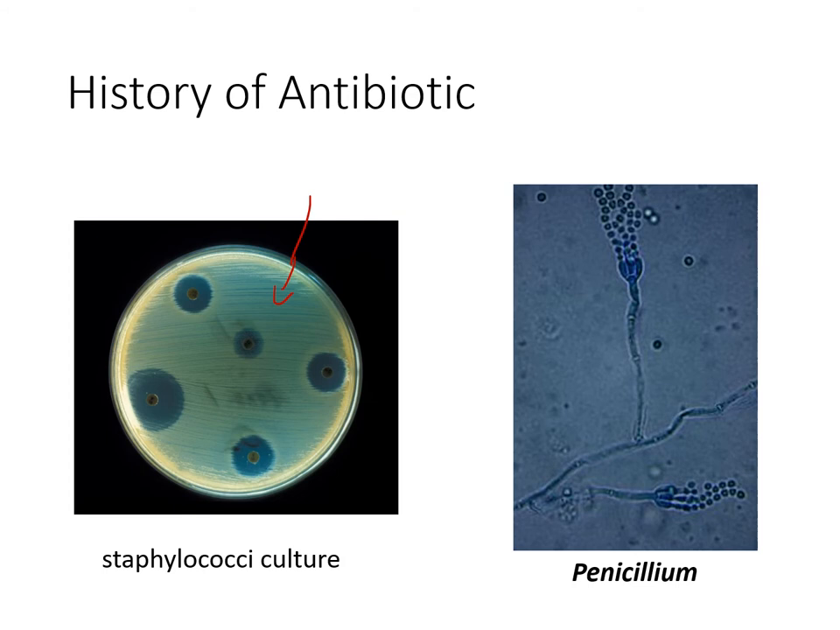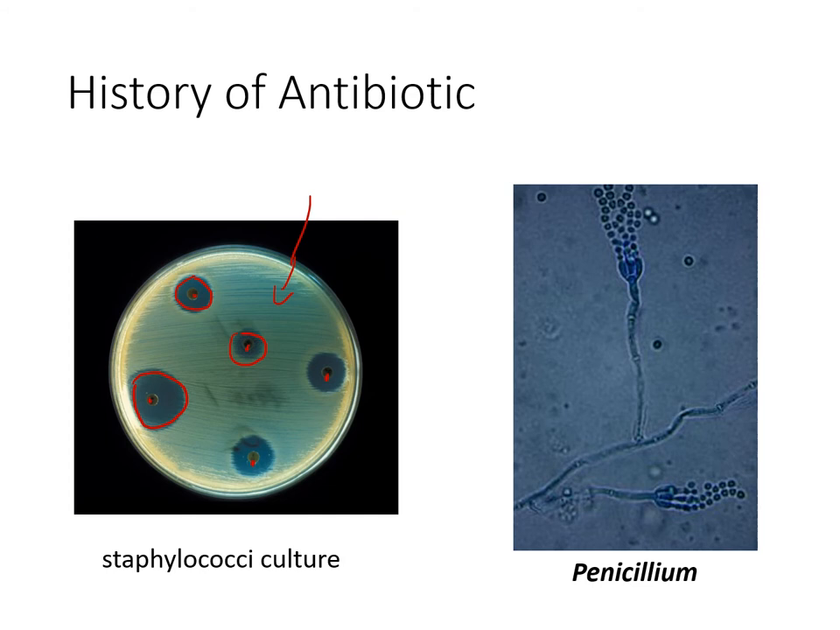Right? So these little black dots in the center, those are actually mold contamination. So he was initially very upset at his student. But later, he found out that where the mold has landed in the culture, there is a clearing area around the mold. Okay, so that suggested that the bacteria don't want to grow near the mold, and so maybe the mold is creating something that is stopping the bacteria from growing.